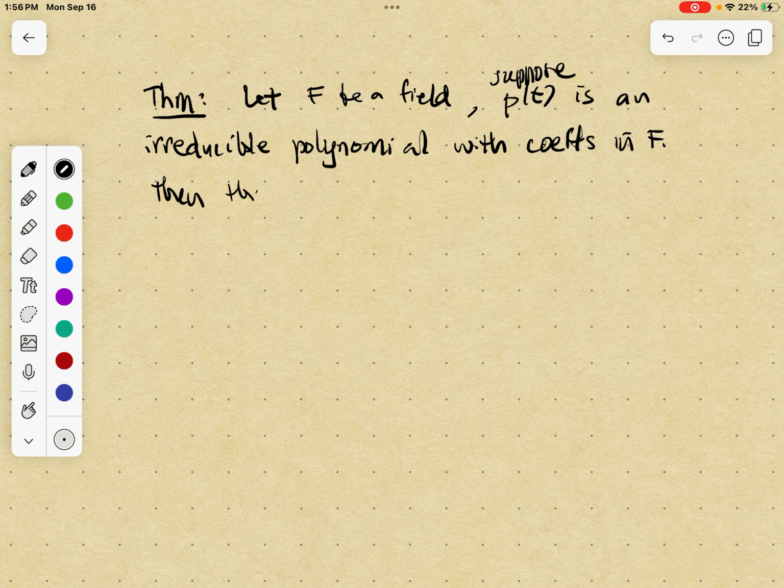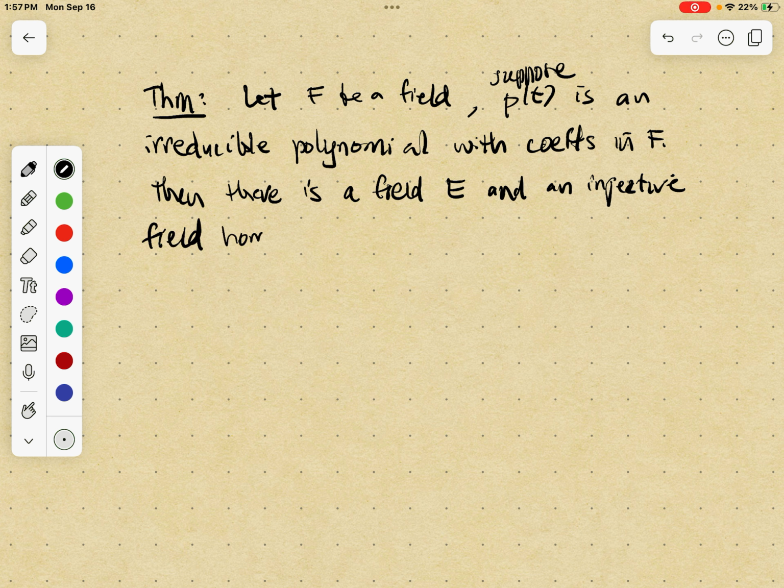then there is a field E, which I think of as a field containing F, even though that's strictly speaking not true. There's a field E and an injective field homomorphism phi from F into E. So by using this homomorphism, we're thinking of F as elements of E.